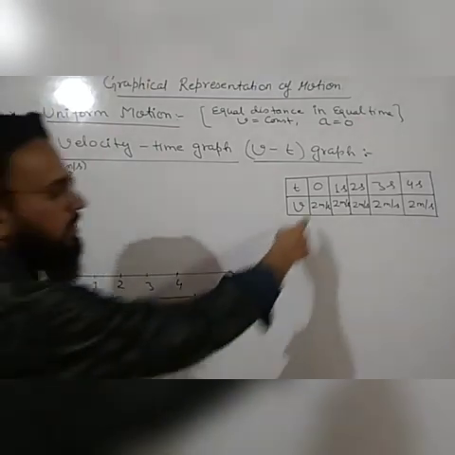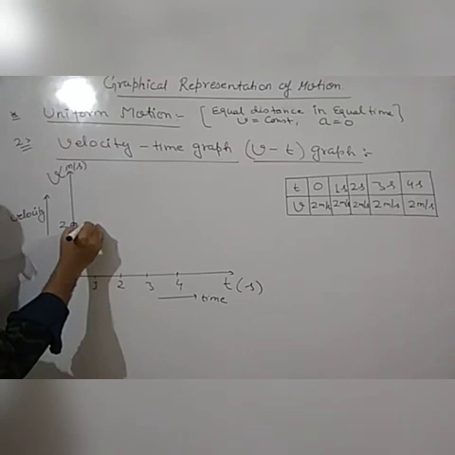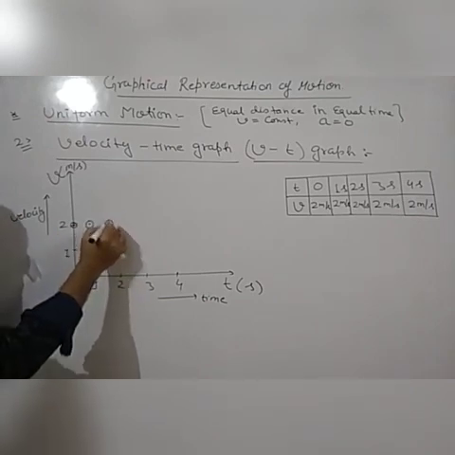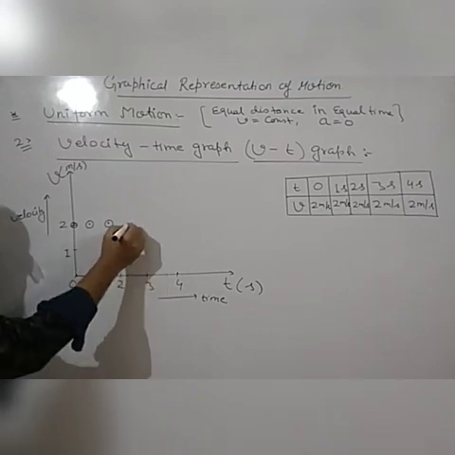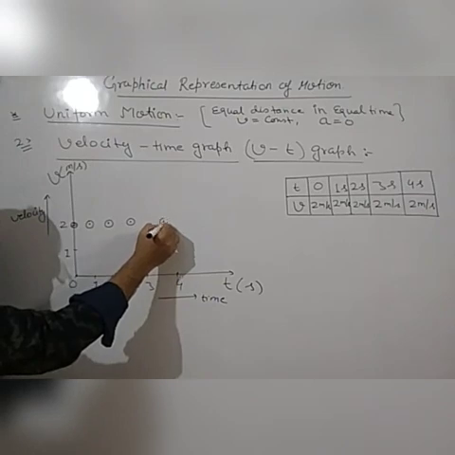Now the second point is (1, 2). At t equal to 1, what is the velocity? It is again 2. At t equal to 2, again velocity is 2. At t equal to 3, again the velocity is 2. At t equal to 4, again velocity is 2.